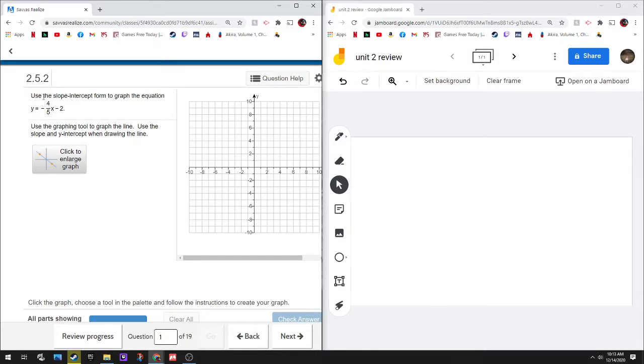All right. Use the slope-intercept form to graph the equation. So slope-intercept form, remember how that works? Slope-intercept form was y equals mx plus b, where m is our slope and b is our y-intercept. If this is news to you, something's not working because we've been talking about this for months. So slope and y-intercept.